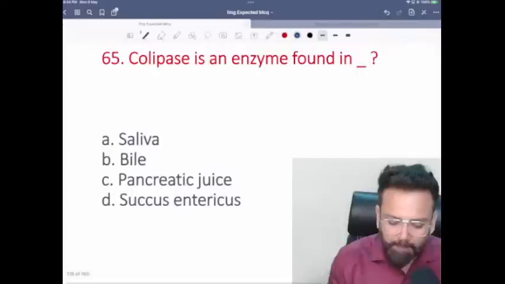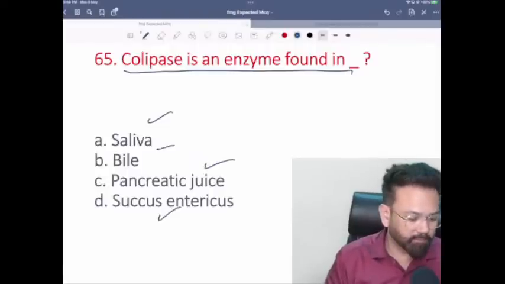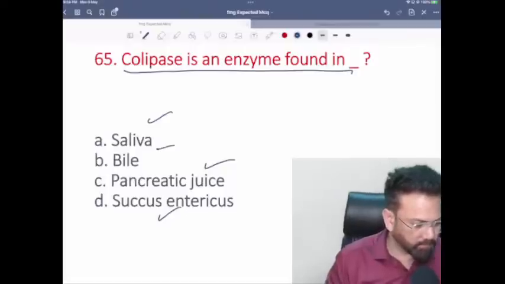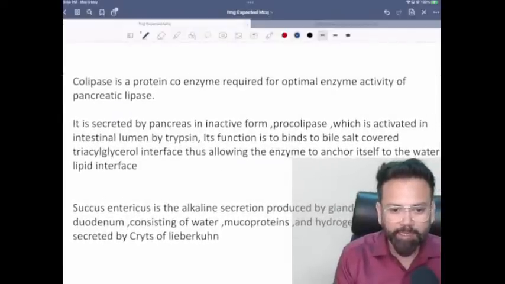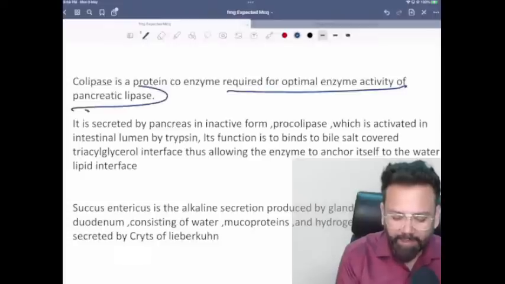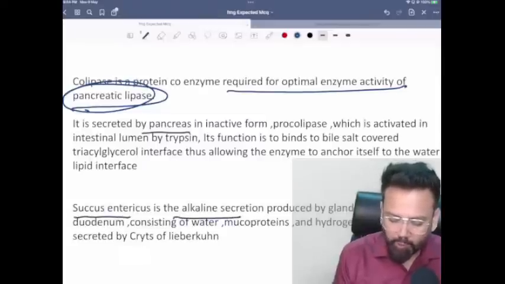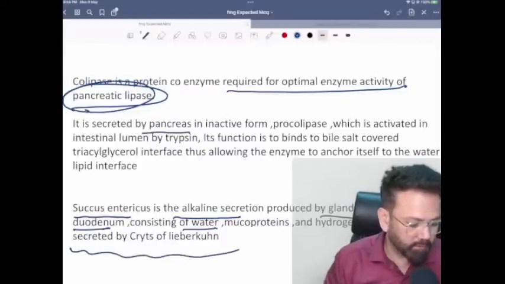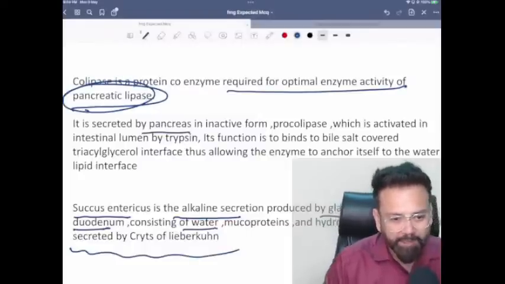What to discuss here? Colipase is an enzyme found in saliva, bile, pancreatic juice or succus entericus. What is the answer? Yes, pancreatic juice. See, colipase is a protein required for optimal enzyme activity of the pancreatic lipase. It is secreted by the pancreas, okay? And succus entericus is an alkaline secretion produced by the gland in the wall of duodenum, consists of water and secreted by crypt of Lieberkuhn. Both are MCQ in your FMG exam. So colipase is a part of pancreatic secretion.